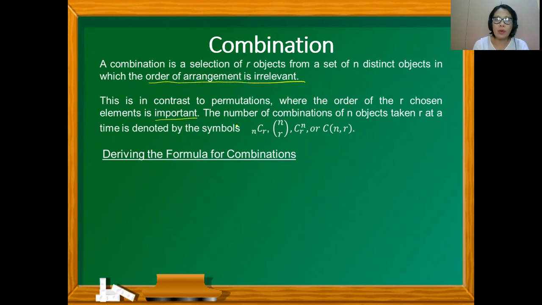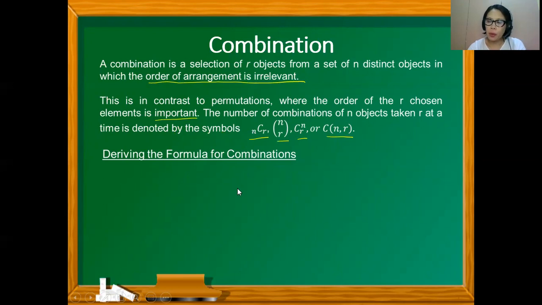Now, class, the number of combinations of n objects taken r at a time is denoted by the symbol. So this is our notation whenever we solve for combination. And this is read as combination of n taken r.